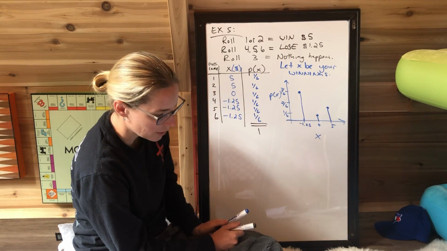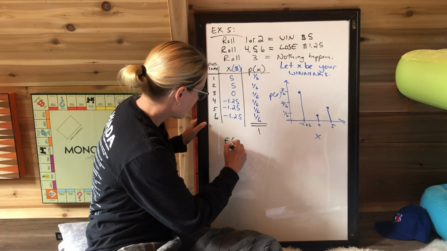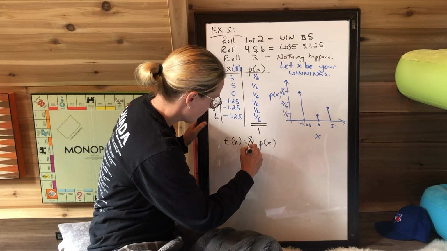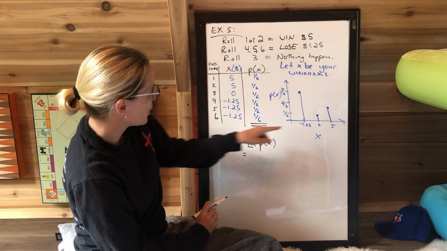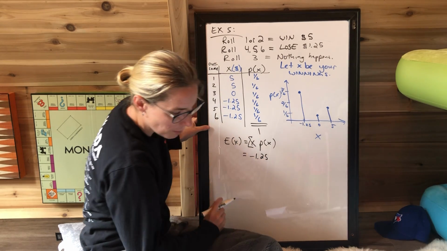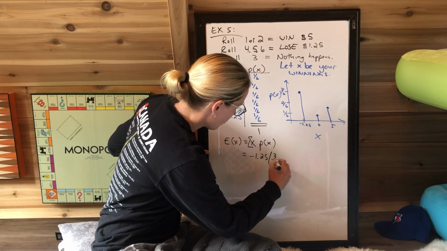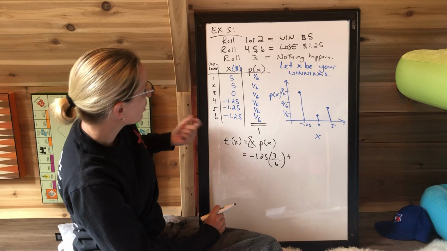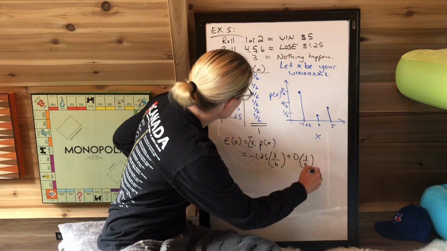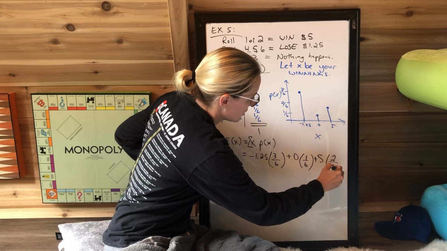We have a frequency table that kind of looks at it. The question is, how much are you expected to win? So expected value is the sum of all the X values multiplied by their probabilities. So our first X value, and we talked about this before, is negative 1.25. And what is the probability that's associated with that? A 1/6 plus a 1/6 plus a 1/6, 3 over 6. Add that to our next one. 0 is our next X value with a probability of 1 over 6. And then 5 is our next X value with a probability of 2 over 6.